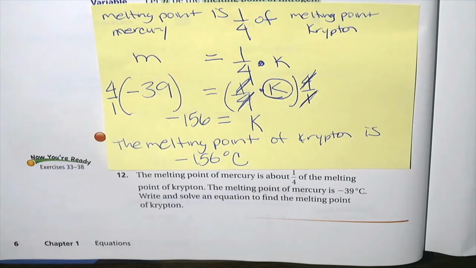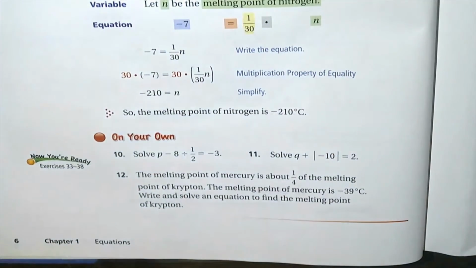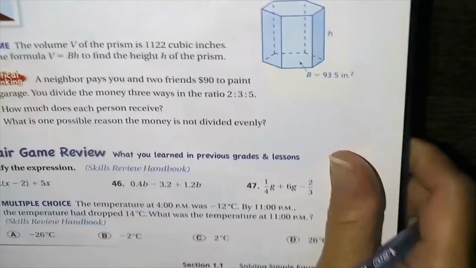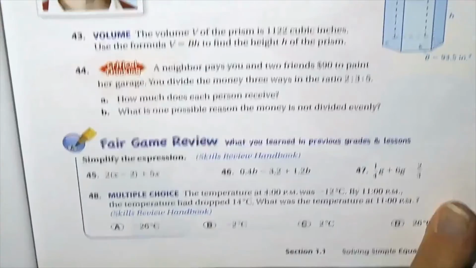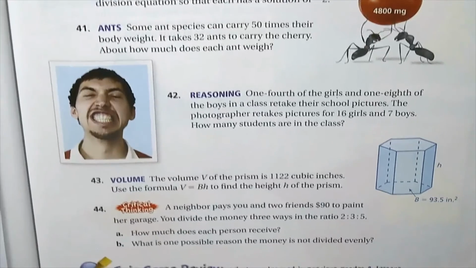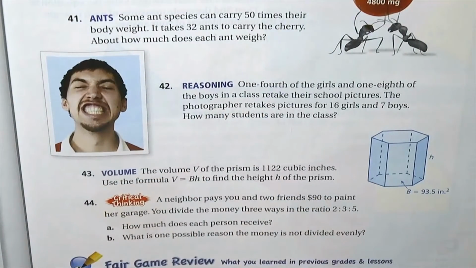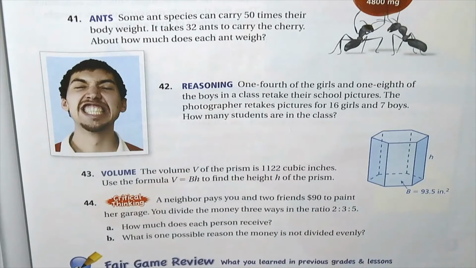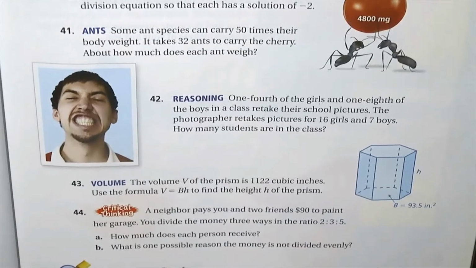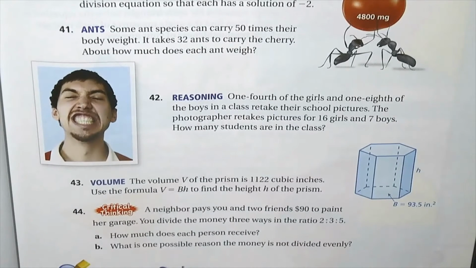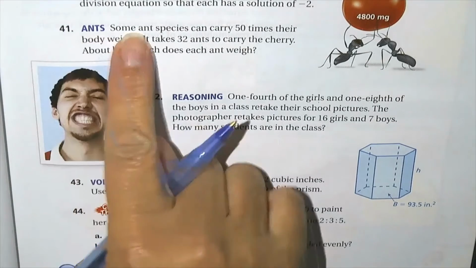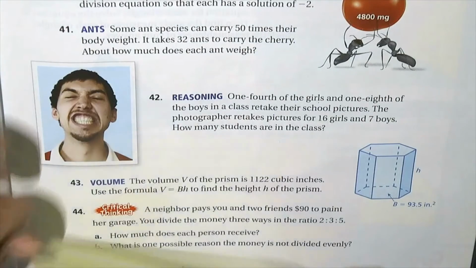Okay, for homework, or your assignment, excuse me, we have 3 word problems. We've got 41, 42, and 43. And I want to set these up with you before I release you. So let's take a look at 41.